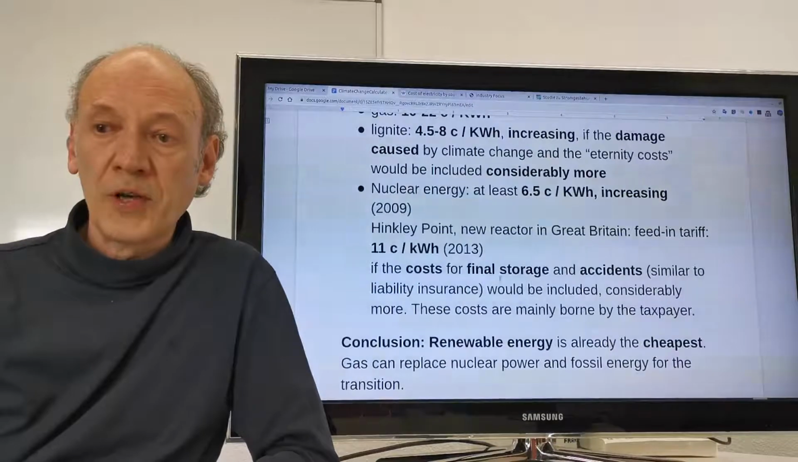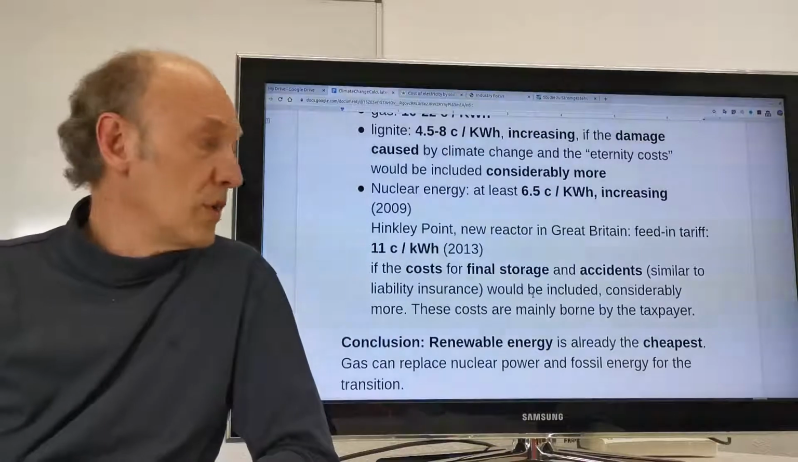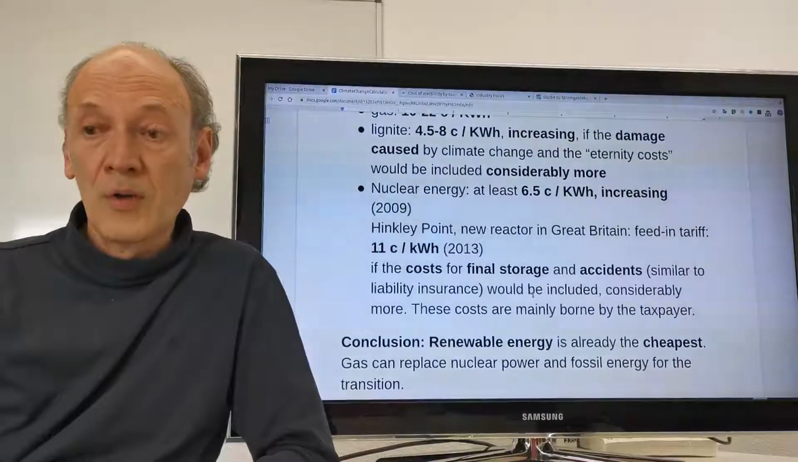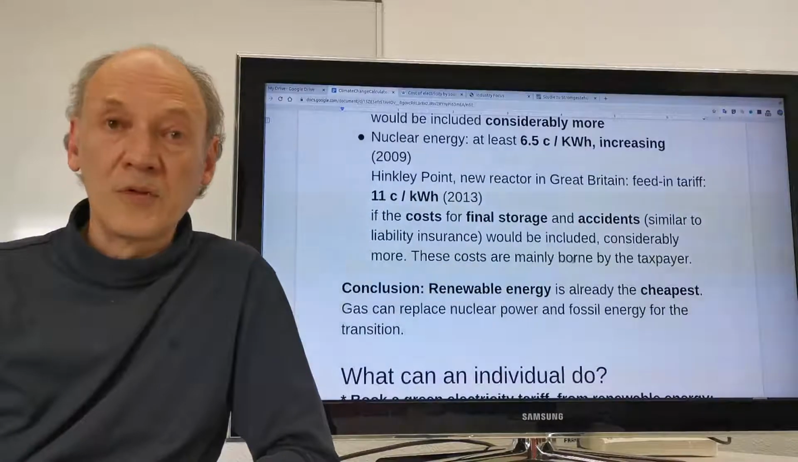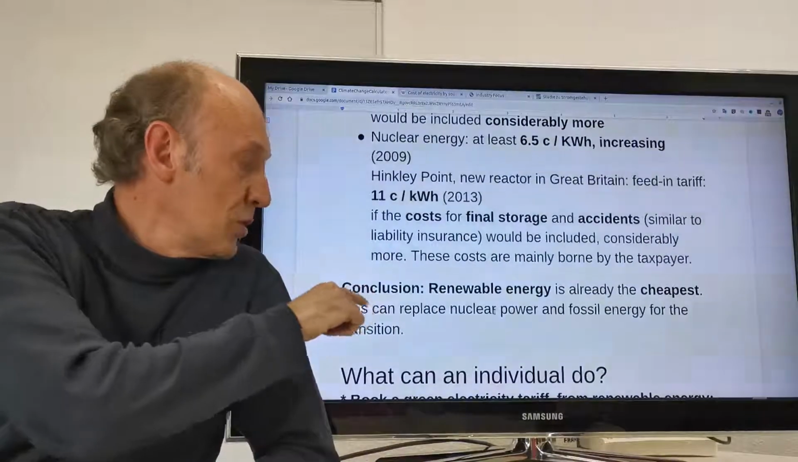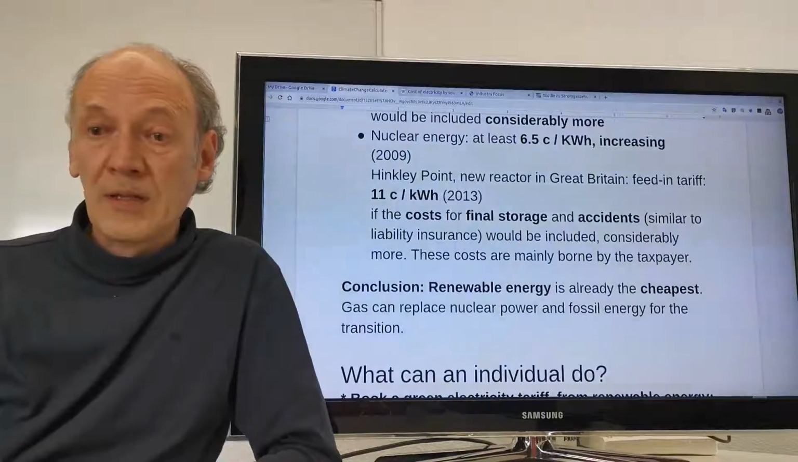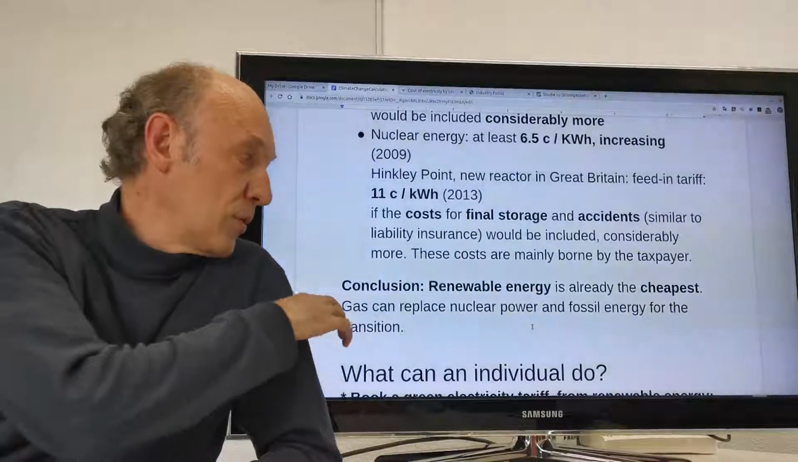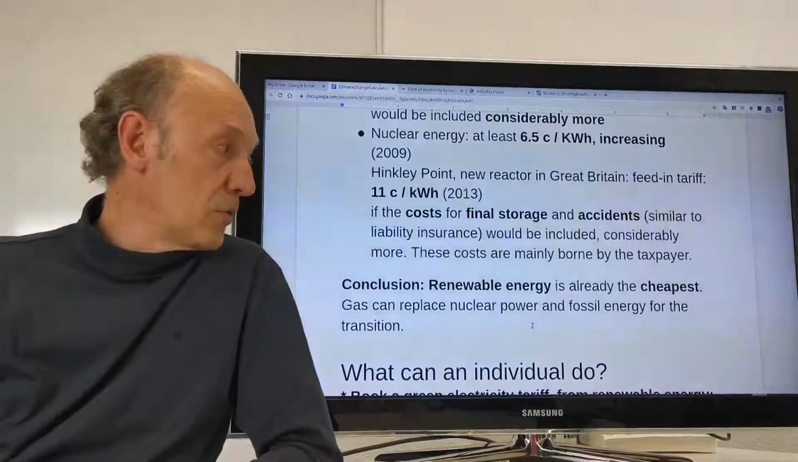So if the cost for final storage and accidents, similar to liability insurance, would be included, we would have considerably higher prices. So these costs are now mainly borne by the taxpayer. So these are hidden costs, basically subsidies by the taxpayer. So in conclusion, renewable energy is already the cheapest form of electricity, and gas can replace nuclear power and fossil energy for the transition simply because there are already many gas generators which are used for backup.